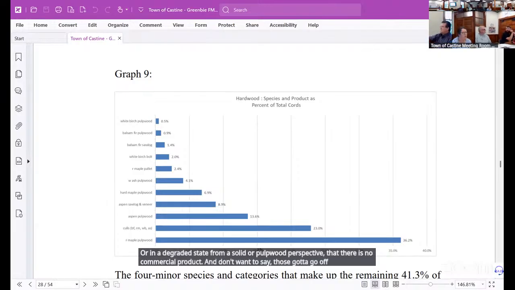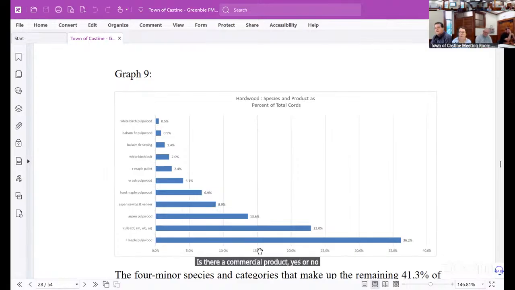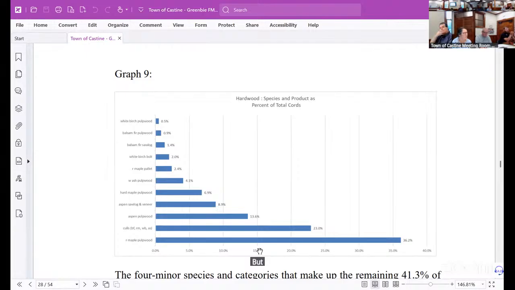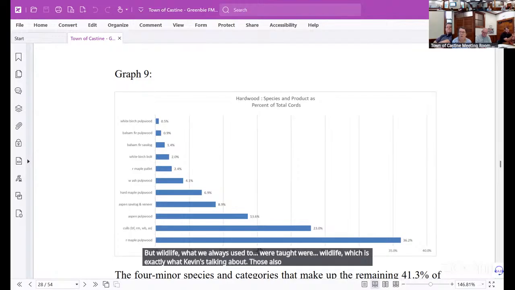Can I give two quick points? Sure, jump in. Because as a conservation forester, I think about culls in two very different ways. I think about culls in the sense that Kevin's talking about: is there a commercial product, yes or no? If the answer is no, there is no commercial product, it goes in as a cull. But with wildlife, what we always were taught, maples, which is the other one Kevin's talking about, also fall into two drastically different categories.